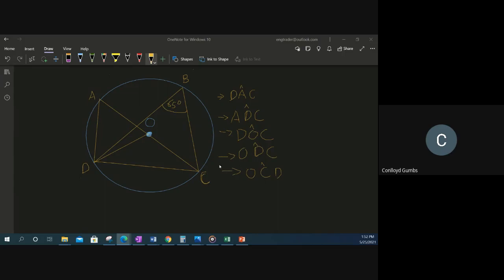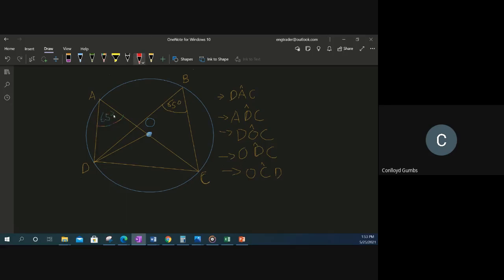All right, so let's look at this now. So DAC. I'm trying to figure out where DAC is. If you look at DAC, what is it sitting on? It's sitting on a card. So I need to see if there are any other angles sitting on that same card. Maybe that might be an option. I'm looking at that and I realize that DBC is sitting on the same card. So that's 65, which means here must be 65 as well.